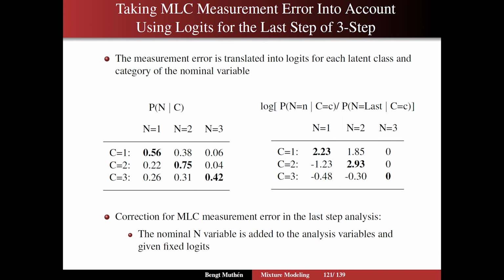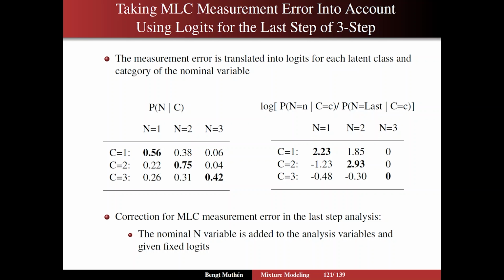Now, what do we do with that then? Well, we use that table information in 2 ways. For 3-step, we use it as follows, and the next slide shows how we use it for BCH. So the measurement error is translated into logits for each latent class and category of the nominal variable n. And we do that because the influence of C on n in our model is expressed by logits.